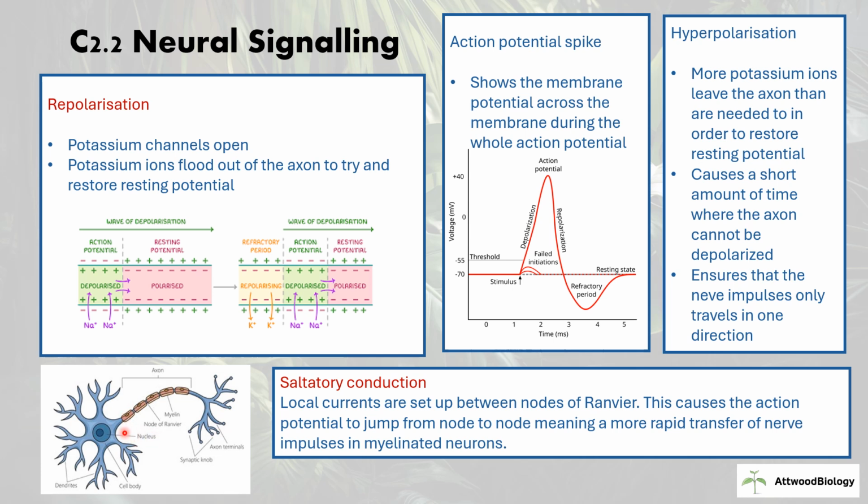So it means that your waves of depolarization jump from this bit of axon to the node of Ranvier in between the Schwann cells, and then it jumps again and it jumps again, and that increases the speed of transmission because you don't need this wave of depolarization to move all the way down the axon. It can just jump from node to node until it gets to the axon terminal, and we call this saltatory conduction.